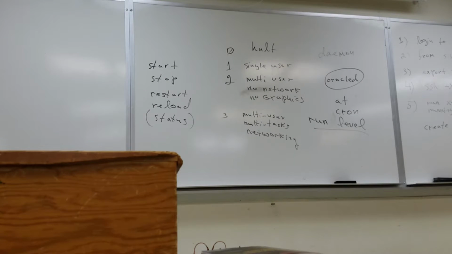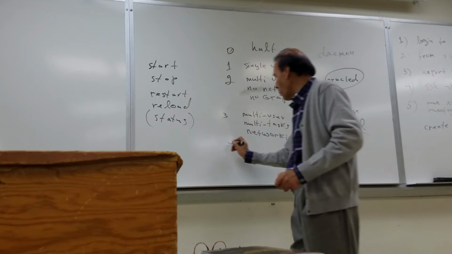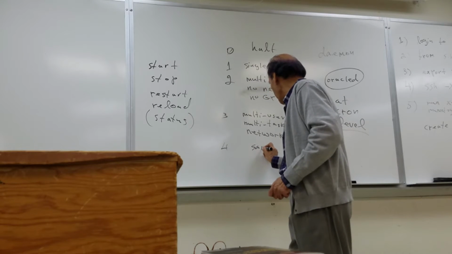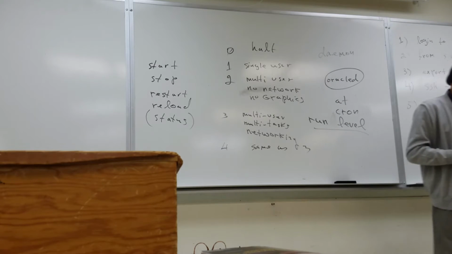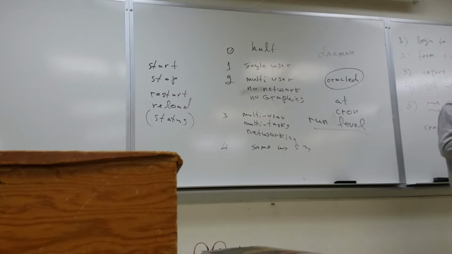Run level 4 is normally a copy of run level 3. It means run level 4 is exactly the same as run level 3. Okay? Follow? So 4 is the same as 3. And run level 4 is also available for any customization. You could feel free to use run level 4 for whatever you like, okay?